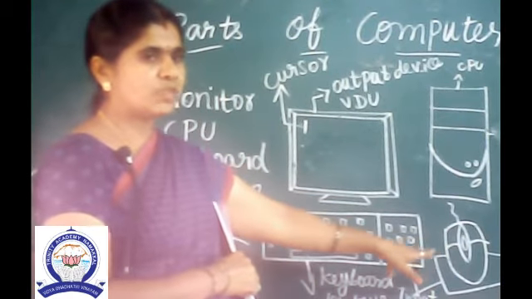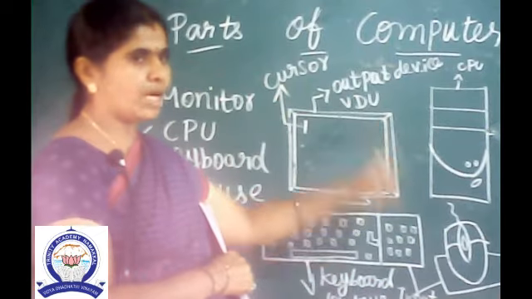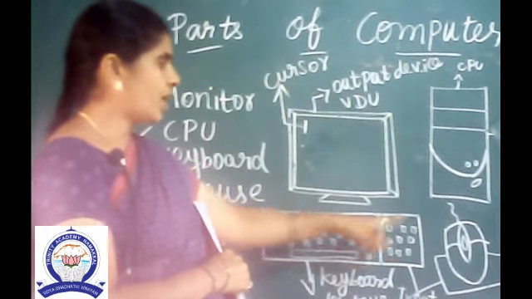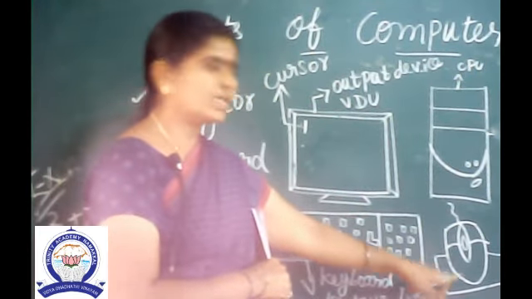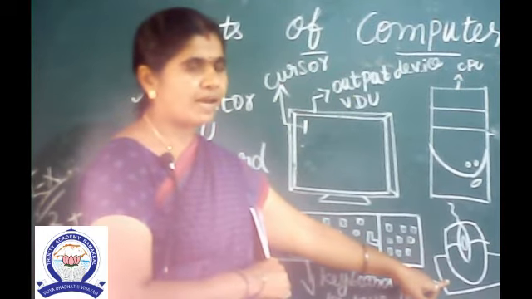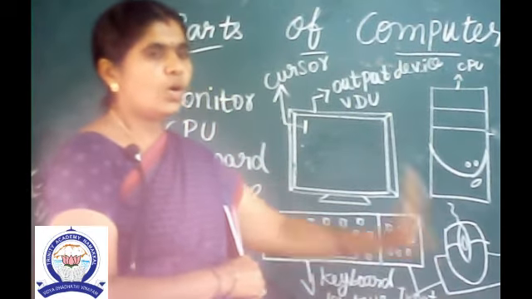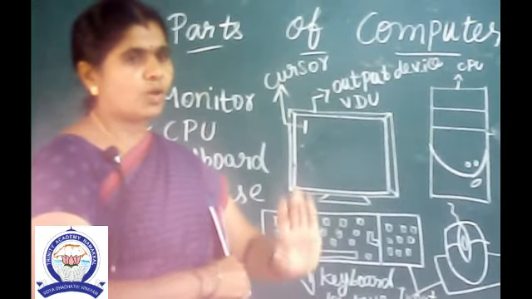What is the use of the wheel? We can move the page up and down. What is this? This is the mouse pad. Whenever we are using mouse, we always keep the mouse on the mouse pad.